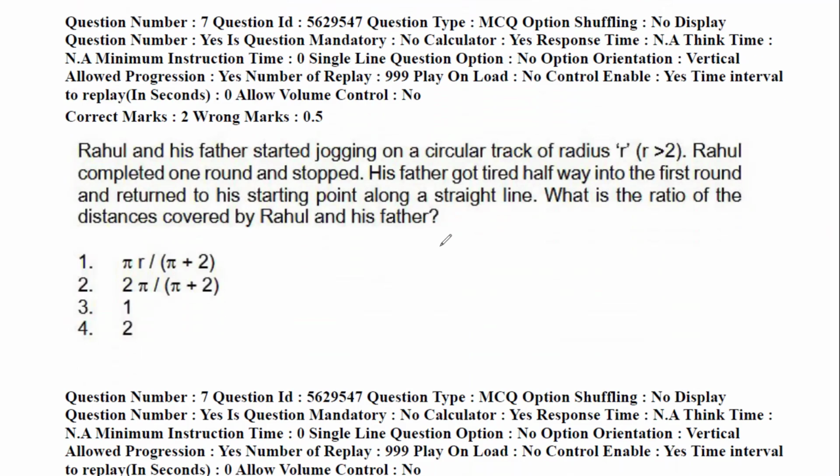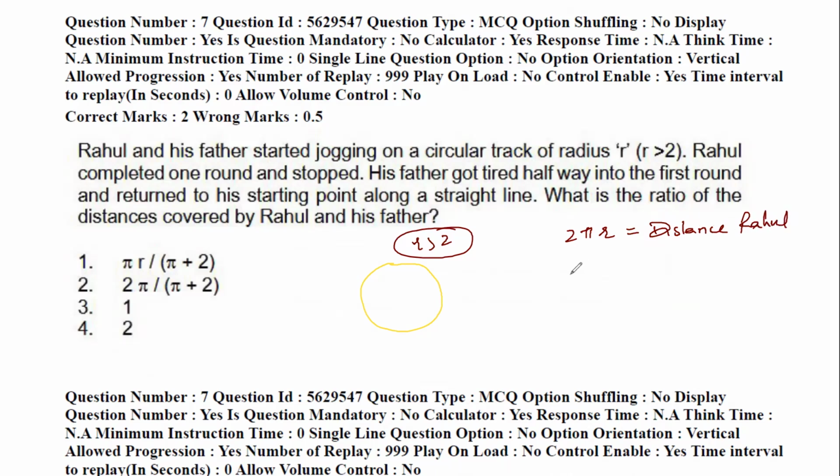Rahul and his father started jogging on a circular track. So this is my circular track. Now R is greater than 2. That's the radius. Now Rahul completed one round and stopped. His father got tired halfway into the first round and returned to his starting point along a straight line. What is the ratio of the distances covered by Rahul and his father? So Rahul covered exactly 2 pi r, one entire circle. No, there's no number given. So 2 pi r is the distance of Rahul.